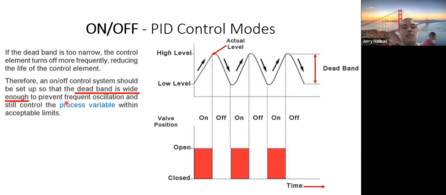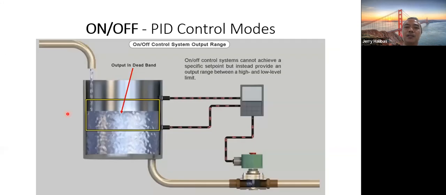So that is the dead band. If the dead band is too narrow, the switching is very fast, so the life cycle of your control element becomes shorter. So what should you do? Therefore, an on-off control system should be set so that the dead band is wide enough to prevent frequent oscillation, so that it does not switch too fast. Any questions? Let's proceed.